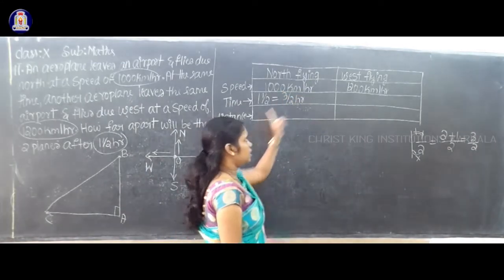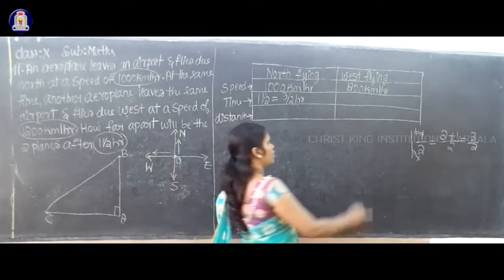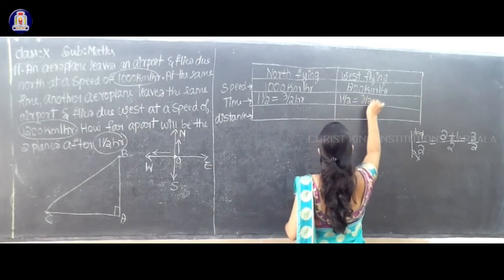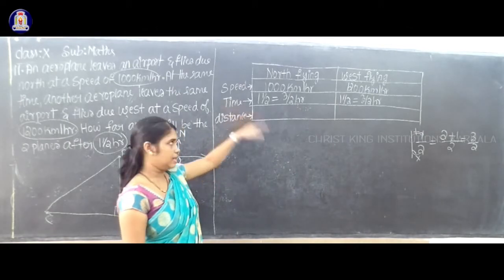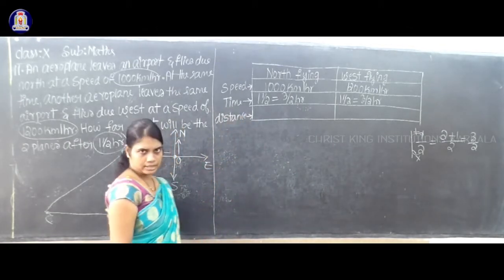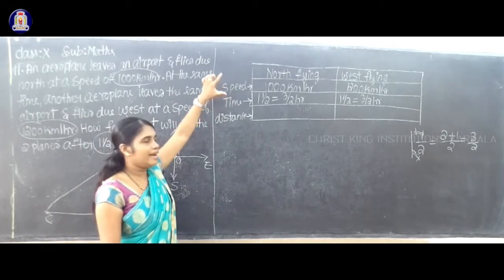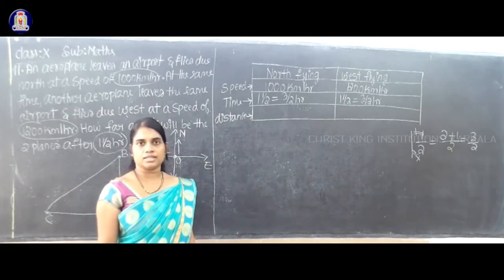Same thing for the west flying aeroplane also. Time will be the same, 1.5 hours, which is 3 upon 2 hours. So therefore timings will be same. Next, distance. By using these two values, speed and time, shall I calculate the value of distance?